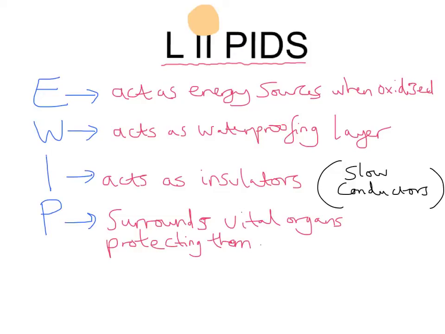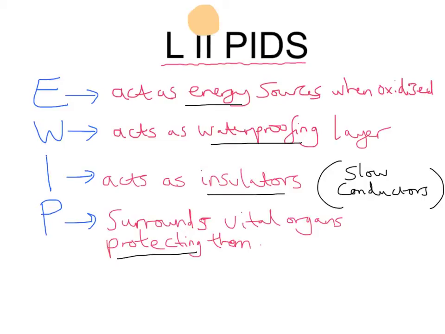If you look at the heart, for example, if you were to dissect out a heart, you would see a very thin coat of fat around it. So that's our final letter, our P, protection. So E is for energy, W is for waterproofing, I is for insulation, and P is for protection. So there's the roles of certain parts of fat.